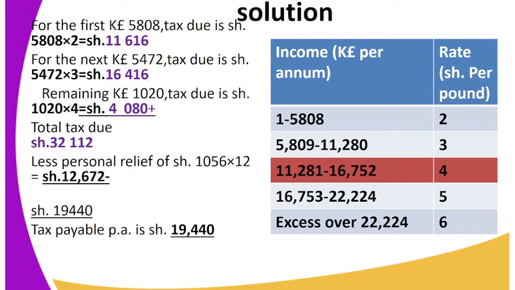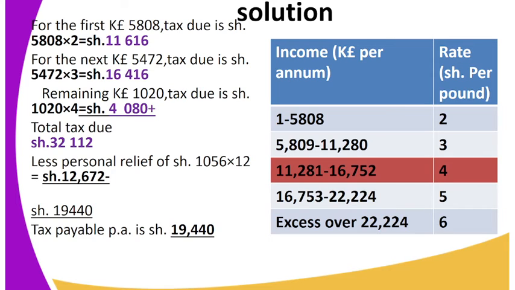So the total tax, you add all of them. So 11,616. You can see the numbers in the purple color. With the purple color, you add all of them. When you add them, you get 32,112.